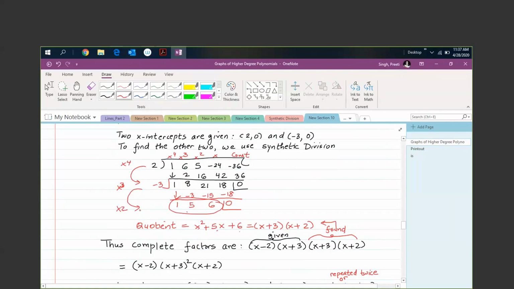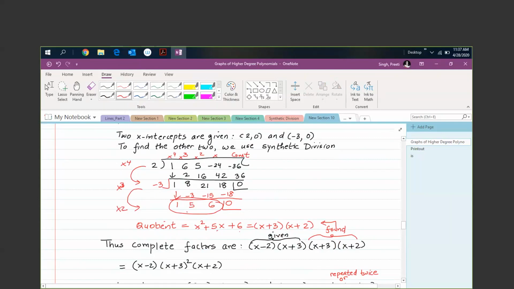So I move down to quotient x squared because I know how to factor x squared. I can use the quadratic formula or I can use my middle term split. So it's x plus 3, x plus 2. I have found 2 more zeros, which are -3 and -2. But -3 was already given, so it means -3 is occurring twice.